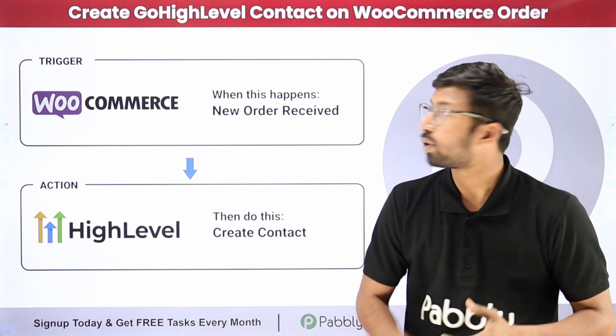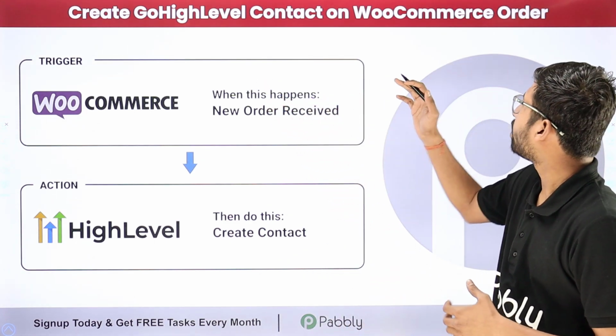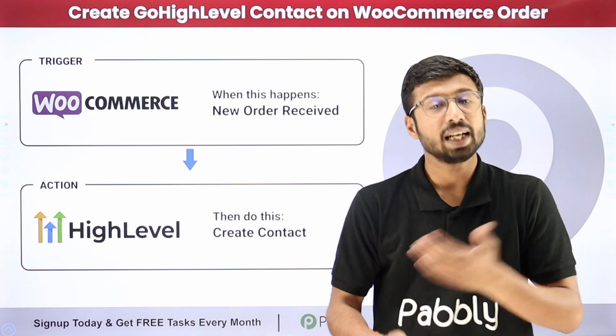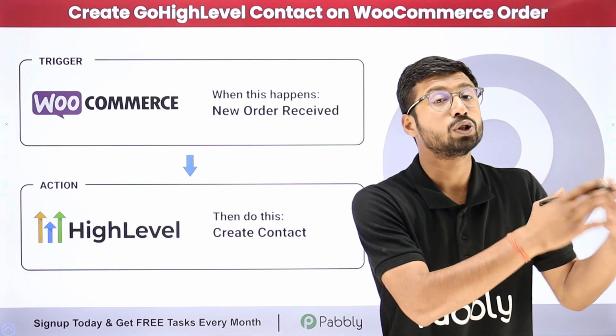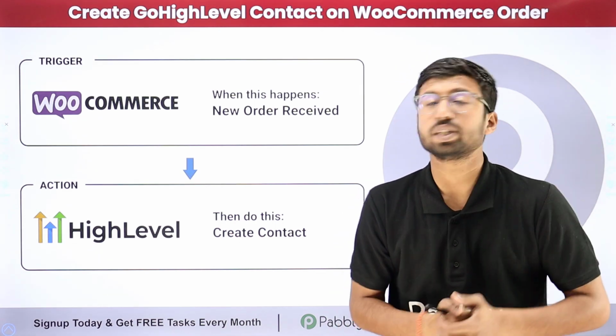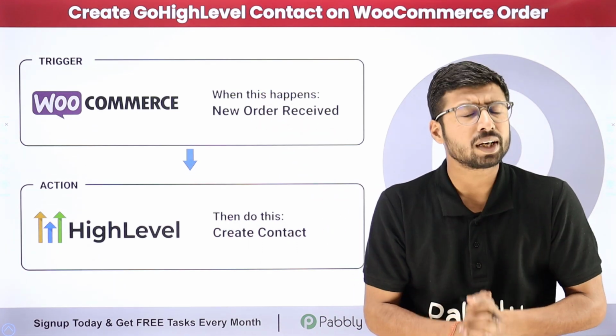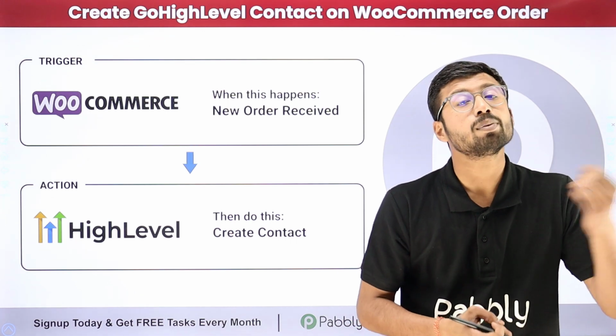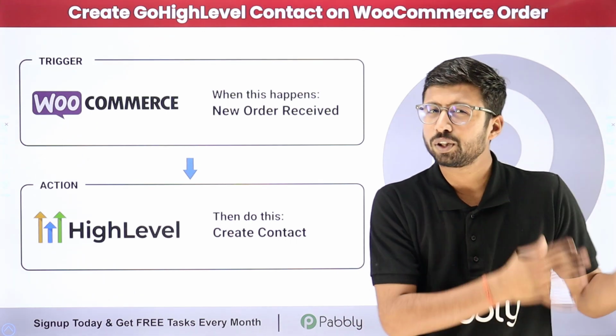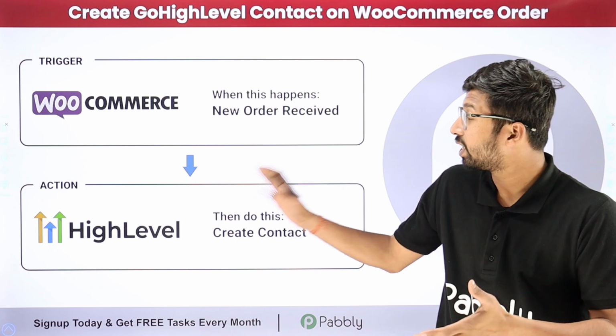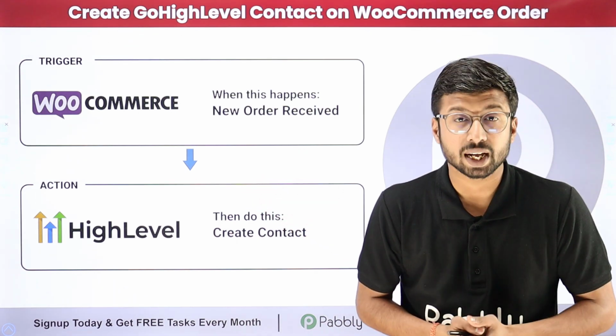So in this video, we are going to learn how to create a GoHighLevel contact on a WooCommerce order. Let's say you are setting up your e-commerce store using WooCommerce and you're using GoHighLevel as an all-in-one marketing and CRM platform. Now you want that whenever you receive a new order, the customer who placed the order on your WooCommerce store, you want to add that customer as a contact in GoHighLevel for further marketing activities.